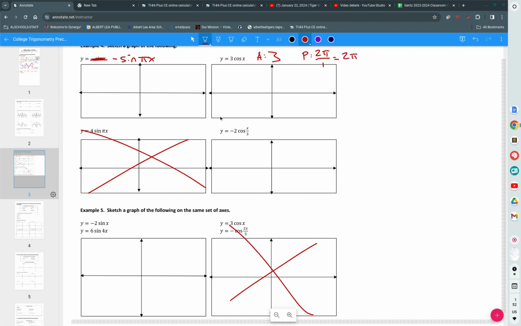So again, amplitude affects it vertically. That's the number out front, whereas the period is affected by the number on the inside. That's the horizontal change that we have. So because I have 2 pi, I will mark off 2 pi. I'll divide it into 4 parts, which would be pi over 2, pi, 3 pi over 2.